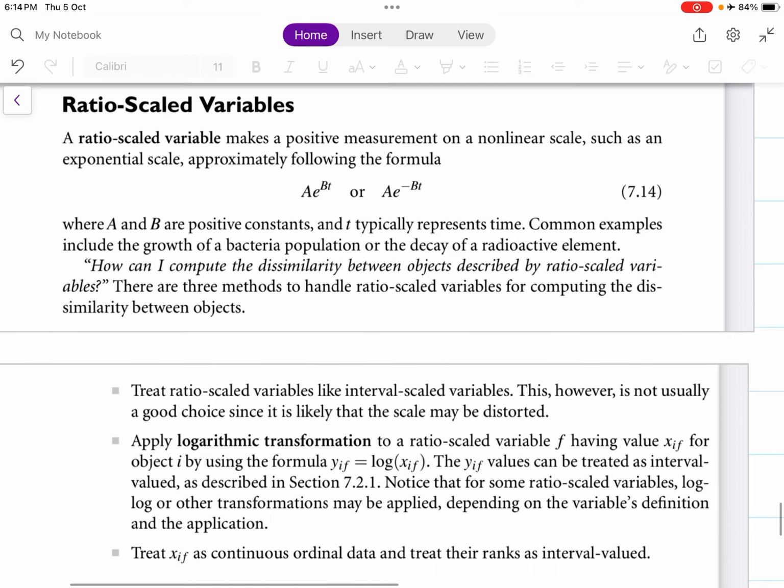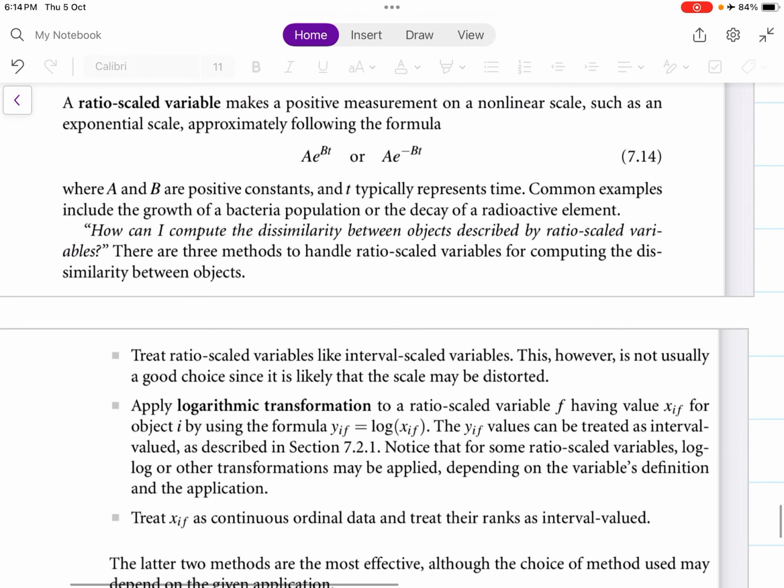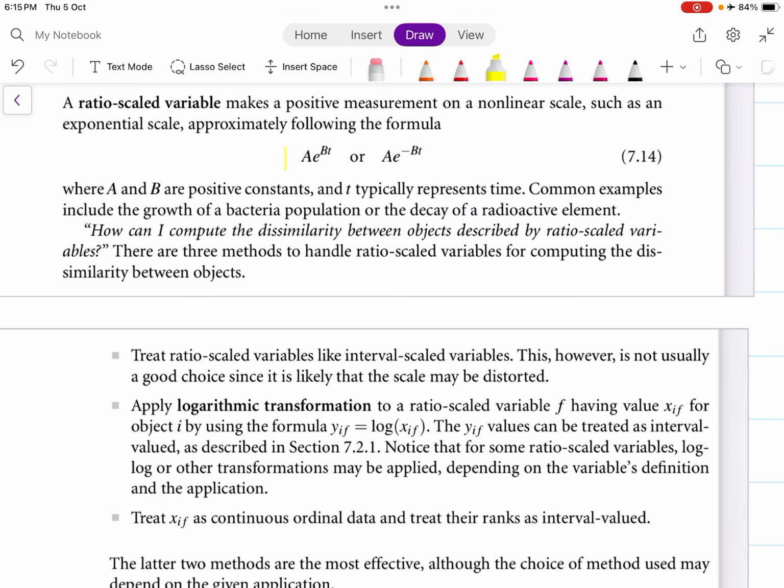Then we have the last type, that is the ratio scale variables. A ratio scale variable makes a positive measurement on a non-linear scale such as an exponential scale, approximately following the formula a e^(bt) or a e^(-bt), where a and b are positive constants and t typically represents time. Common examples include growth of a bacteria population or decay of a radioactive element. So these formulas are used in chemistry. We saw that they were used for the decay of a radioactive element.